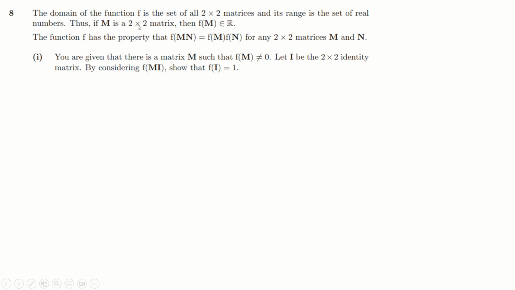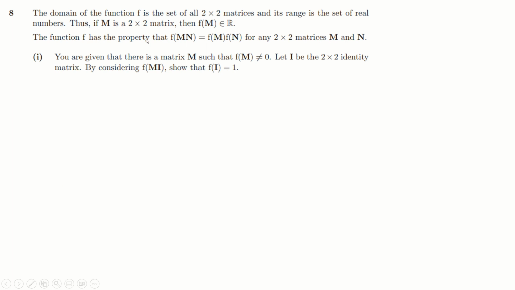Let's get into it. We have a function which inputs 2 by 2 matrices and spits out just a random number, a real number. So this function is very much like the determinant of a matrix, right? Because you give the determinant a 2 by 2 matrix, and it just gives you back a number, right? So this is acting in the same way.